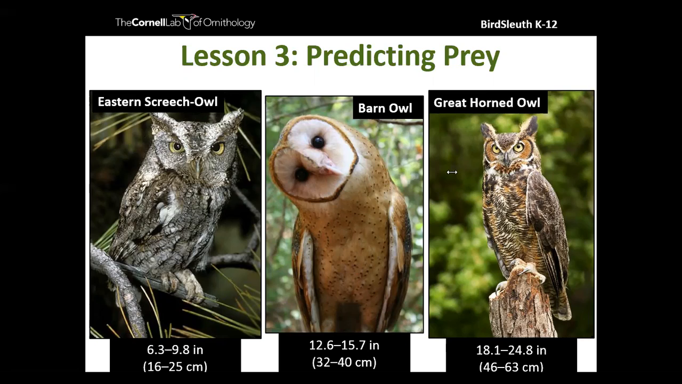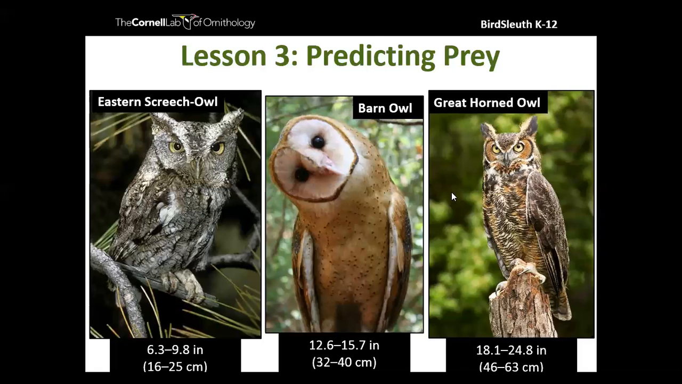I am the most widely distributed species of owl. I live on every continent except Antarctica. There's a little bit of a split between the eastern screech owl, great horned owl, and barn owl, but this is the barn owl. They are the most widely distributed owl species between our three, and the most widely distributed owl species of all. The eastern screech owl is only found within the eastern United States, Canada, and a bit of Mexico. The great horned owl is found throughout North America and into South America.